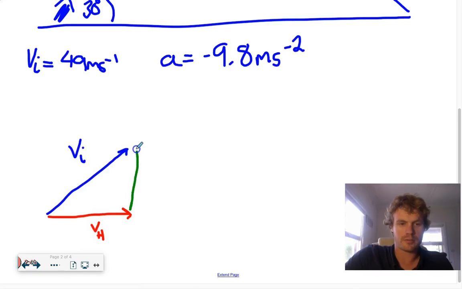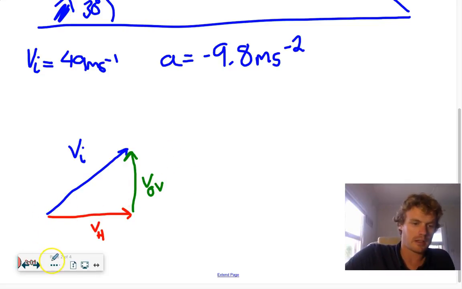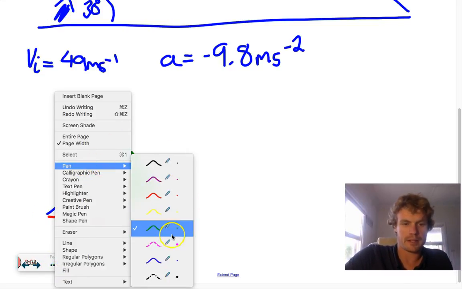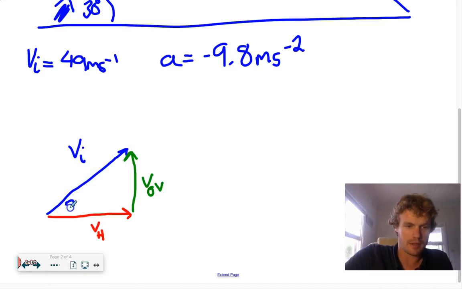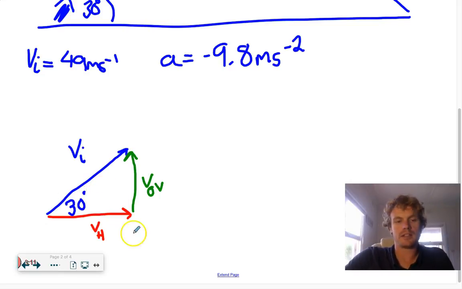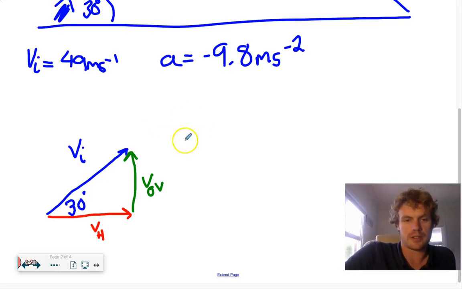And my vertical, my initial V0 of the vertical, is there. Okay, so now I need to chuck in my angle of 30 degrees. And I can calculate the magnitude of these two vectors using trigonometry. Now I explained that in my first video on projectile motion, so I'll just go ahead and do it now. So VI is equal to 49.